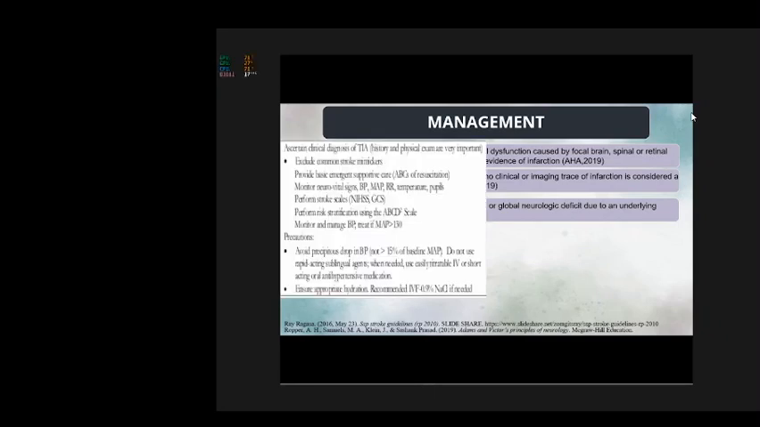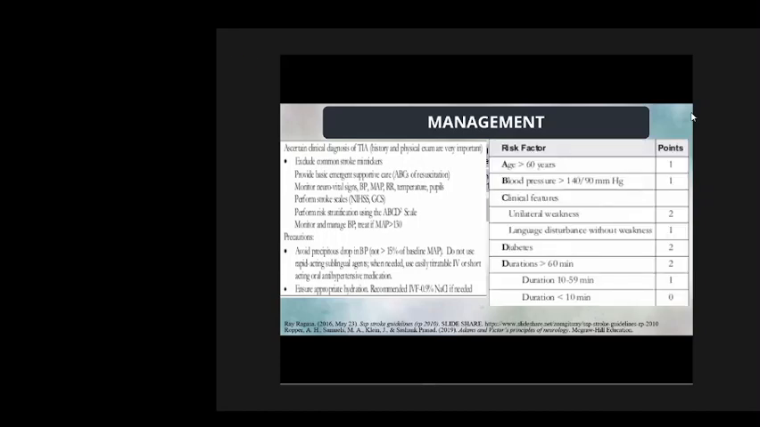In transient ischemic attack, we should exclude common stroke mimickers. And as a precaution, avoid a precipitous drop in BP. Do not use rapid-acting sublingual agents when needed. Use easily titratable IV or short-acting oral antihypertensive medication. On this part, this was not done because the patient is part of the exemption to this rule since he has CHF.